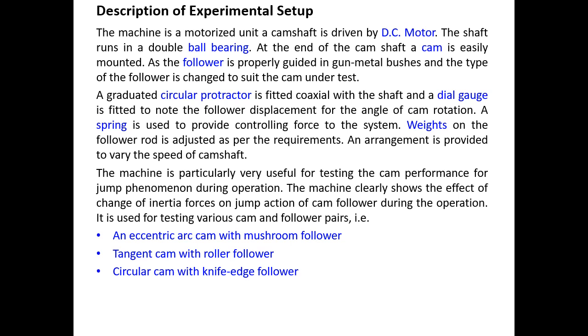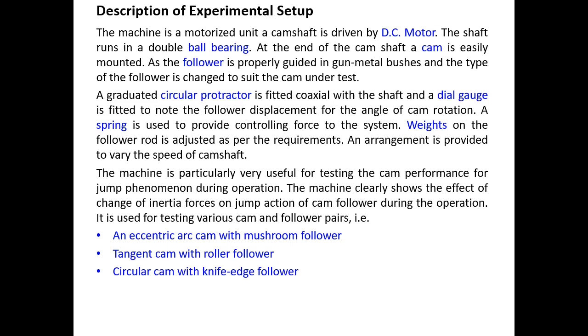So we will start with the description of our experimental setup. In this description of our experimental setup, basically this machine is a motorized unit, a camshaft which is driven by DC motor. The shaft runs in a double ball bearing.